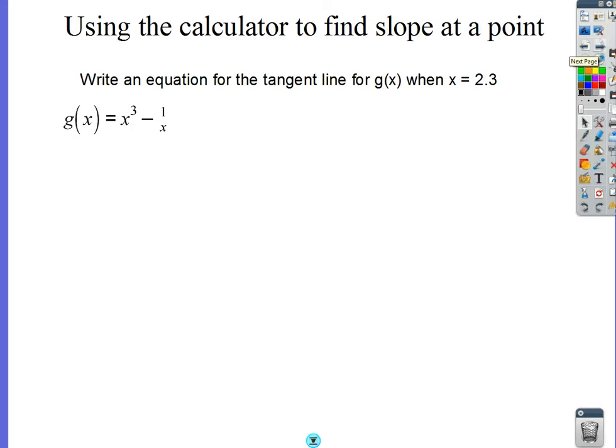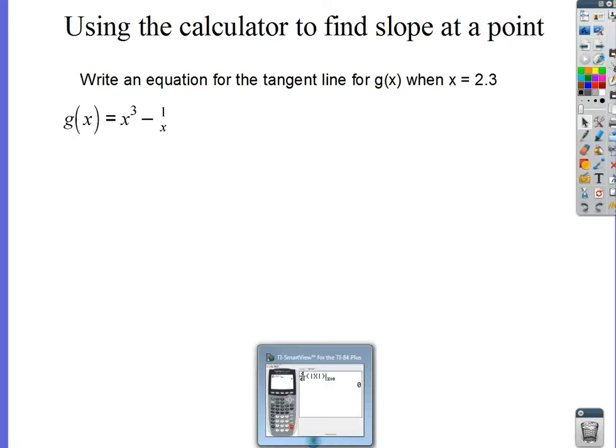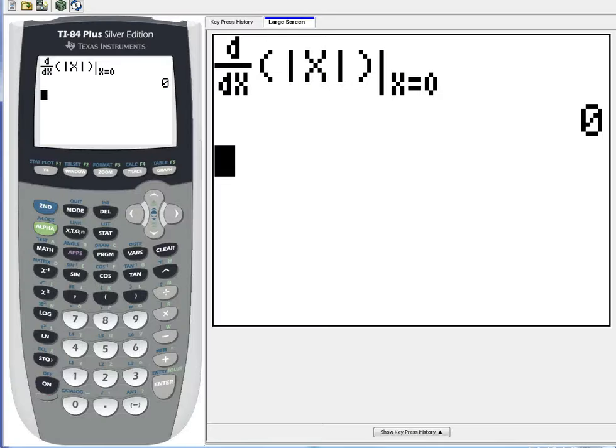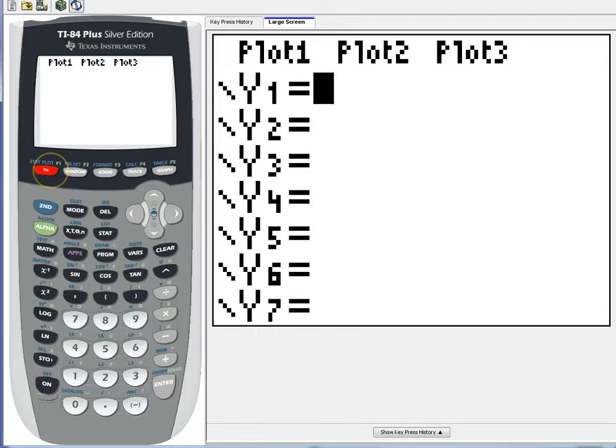So now how can I use my calculator to help me out by writing the equation for a tangent line for g of x when x is equal to 2.3? This one I'm going to handle a little bit differently. When you have the calculator and you see a function in a question and it's in the calculator part of your test, automatically take that function and put it into y equals. So I'm going to put that function into y equals.